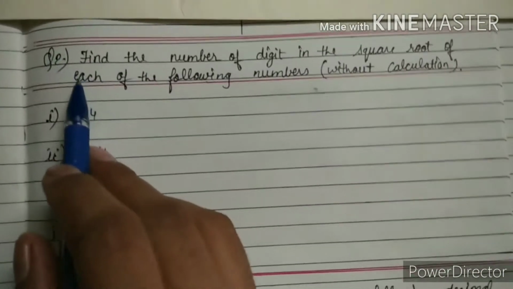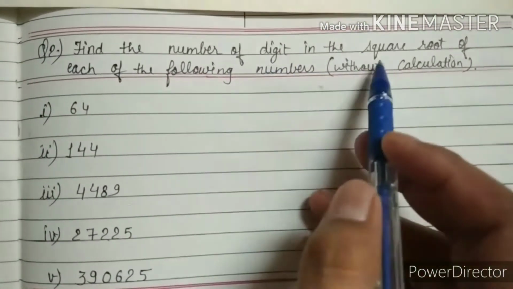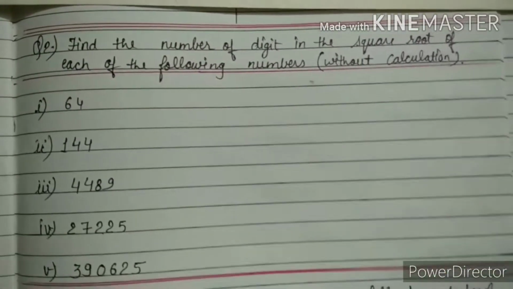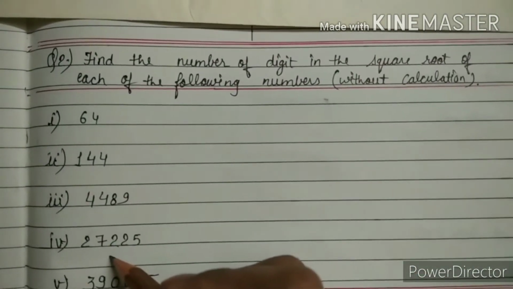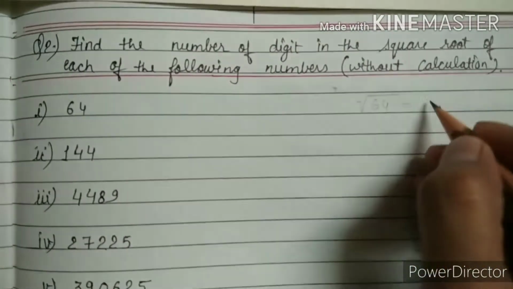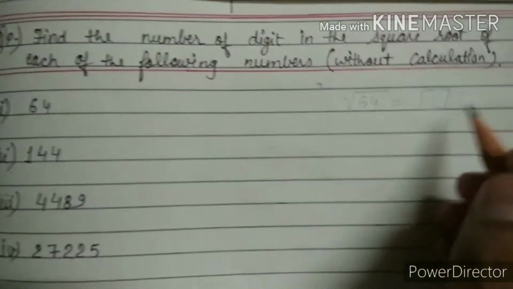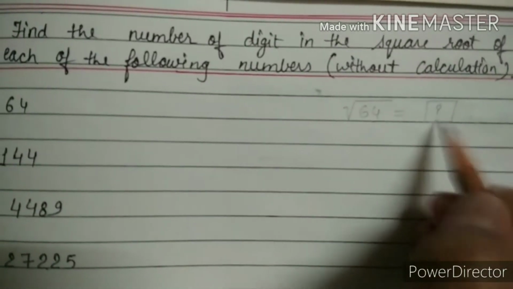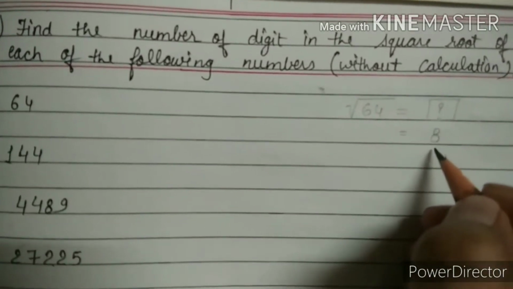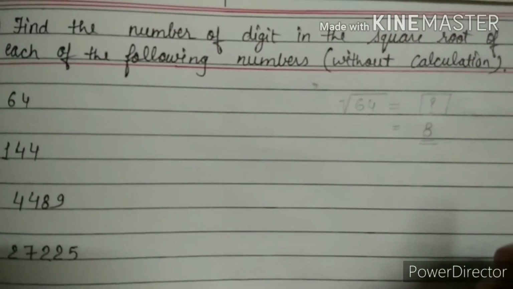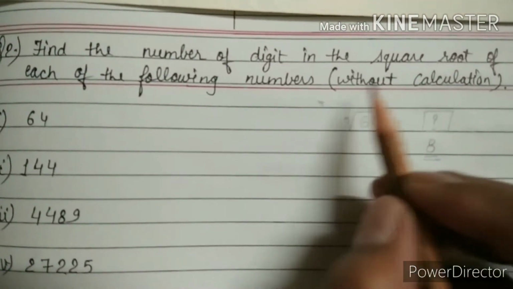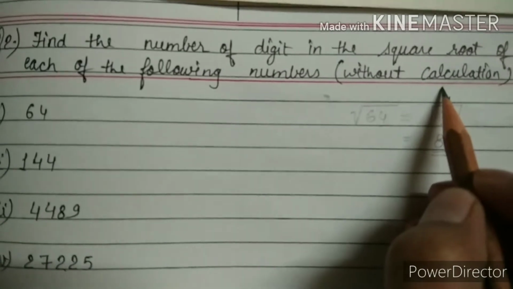Question number 2 is: find the number of digits in the square root of each of the following numbers. So we have to find the square root of the following numbers, but we want only the number of digits. Take 64. It means, how many digits are there in its square root? We know the square root of 64 is 8, and 8 has 1 digit. So this we are doing with calculation, but in the bracket they are telling us that you have to do it without calculation.